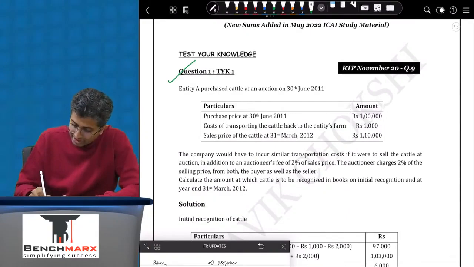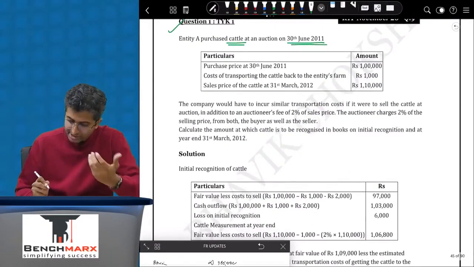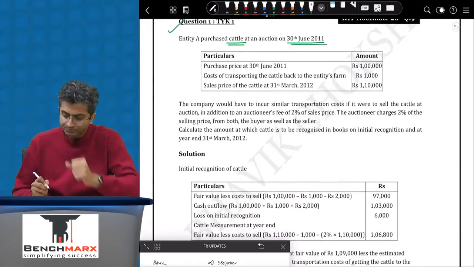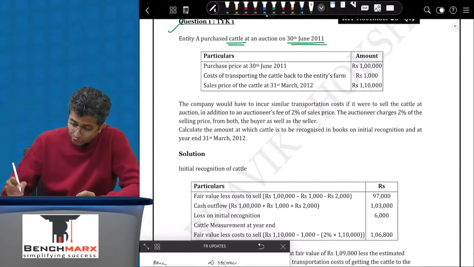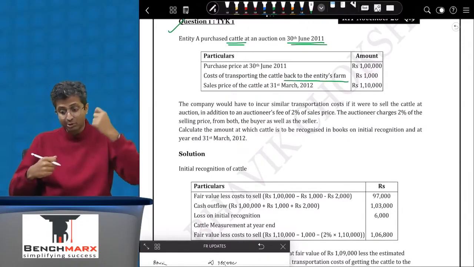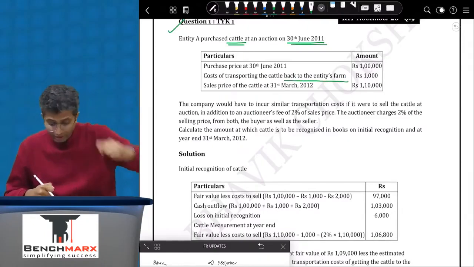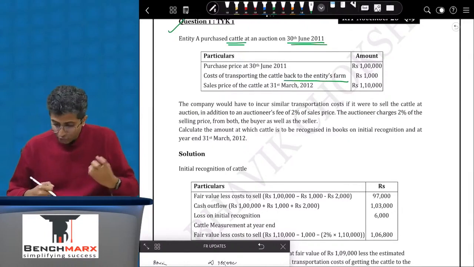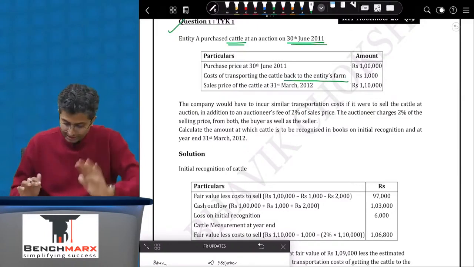Entity A purchased cattle at an auction on 30th June 2011. Okay, cattle is a biological asset. The purchase price on 30th June 11 is 1 lakh rupees, so you must have paid 1 lakh. And the cost of transporting the cattle back to the entity's farm is 1000. So the entity must have paid 1 lakh for buying the cattle and then another 1000 to transport it to its farm. So this is a cost to purchase and not necessarily a cost to sell.